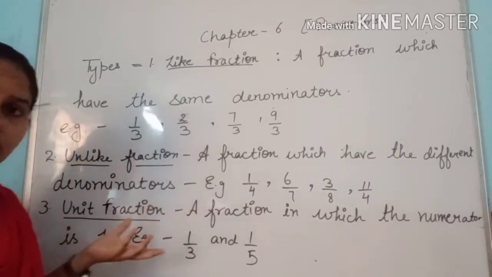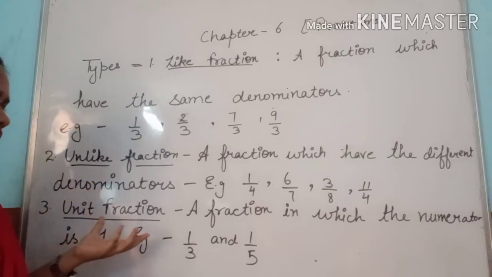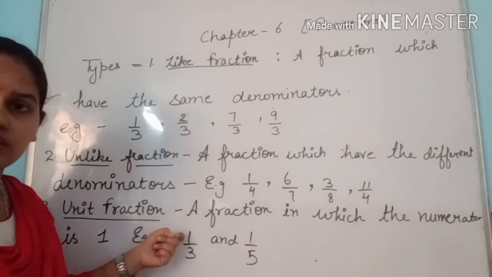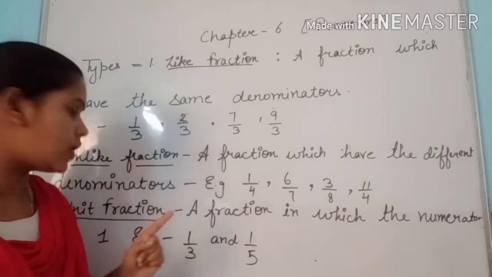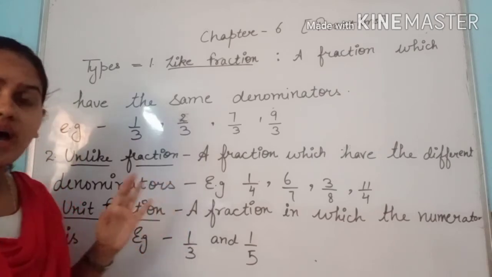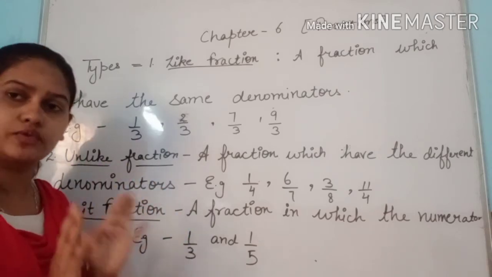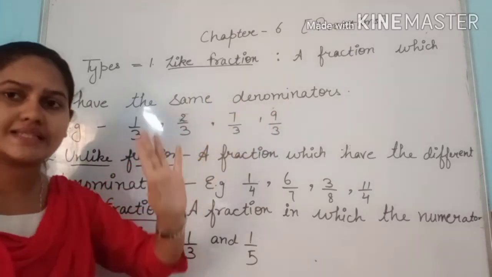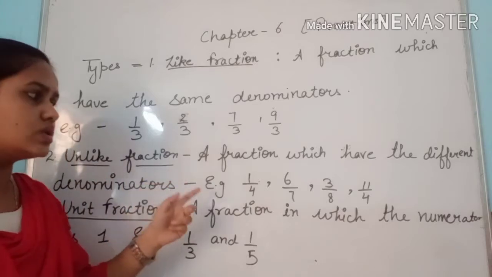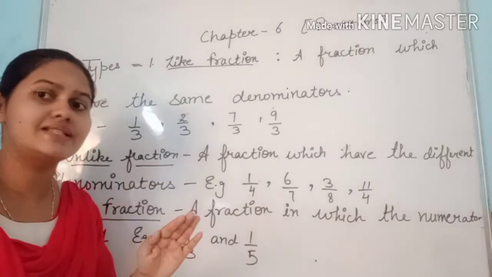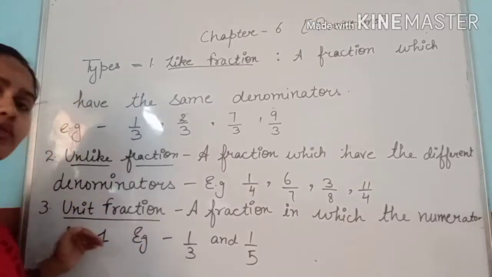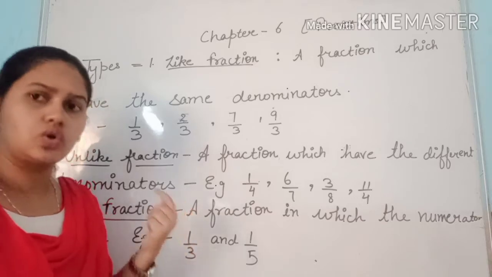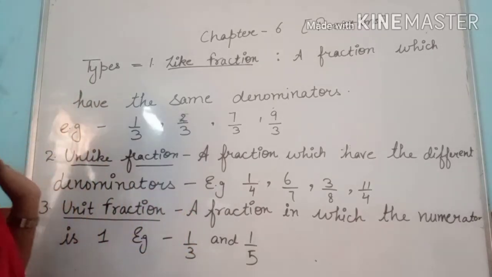And we come to unit fraction: a fraction in which the numerator is 1, which means the upper number is 1, is called a unit fraction. So we have 3 types, and 3 more types we will learn today. The first one is like fraction, where the denominators are the same, unlike fractions are those having different denominators, and the third one is unit fraction, which has the numerator 1. So you can see the 3 types of fraction.